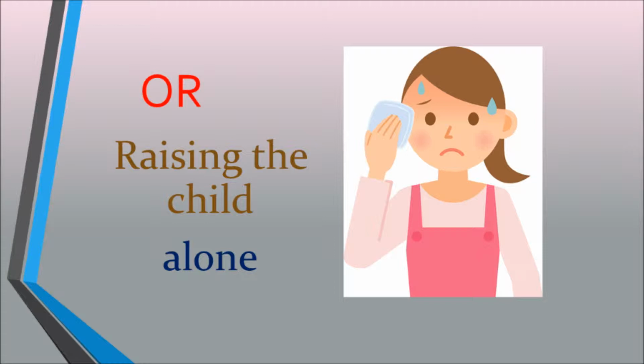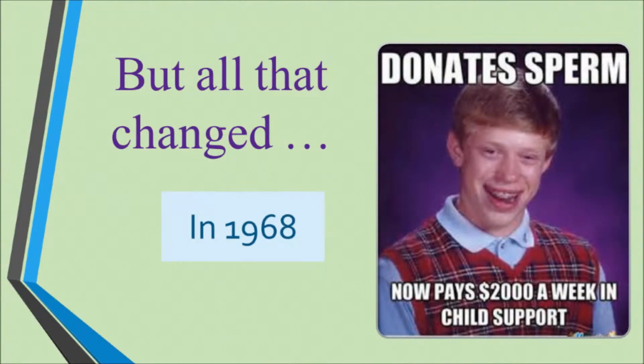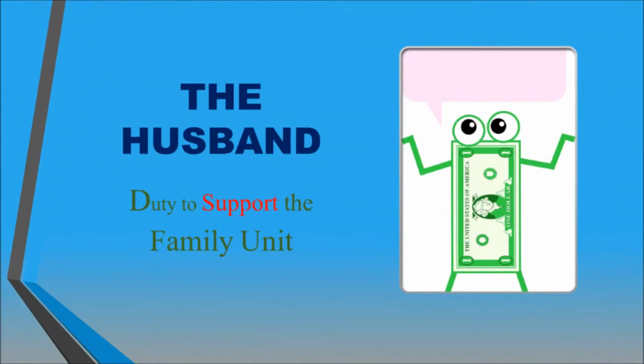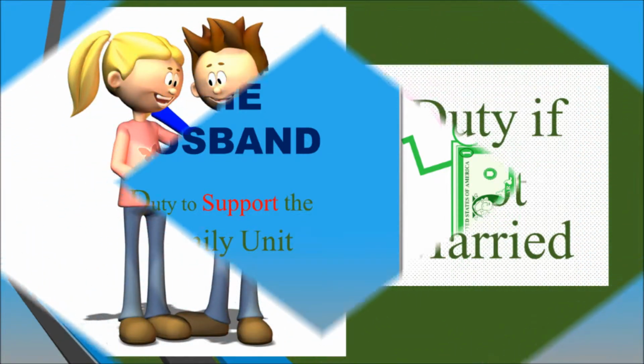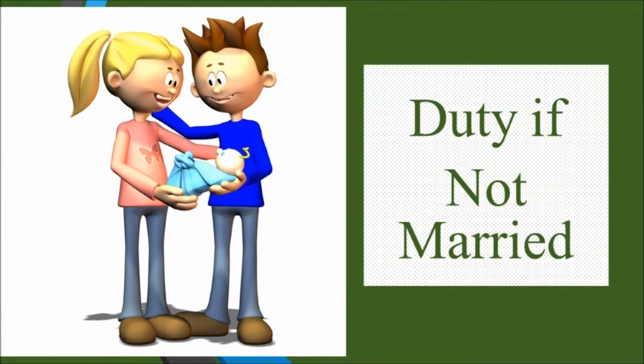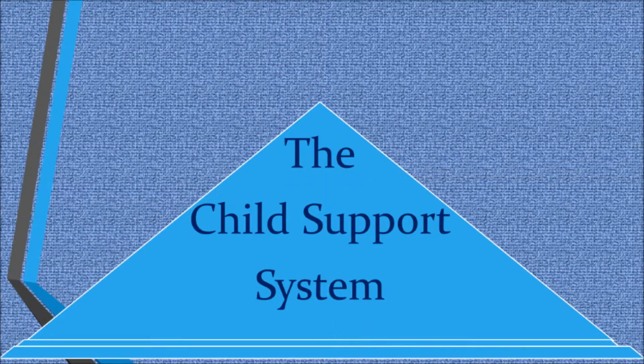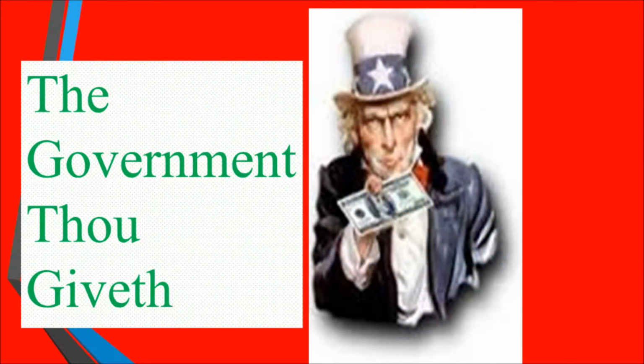All that changed in America in 1968. Children out of wedlock obtained equal protection. If a husband had a duty of support, so should the natural father of a child born out of wedlock. So the modern child support system began, where the federal government took over, claiming it wanted reimbursement for money it paid on behalf of the child.